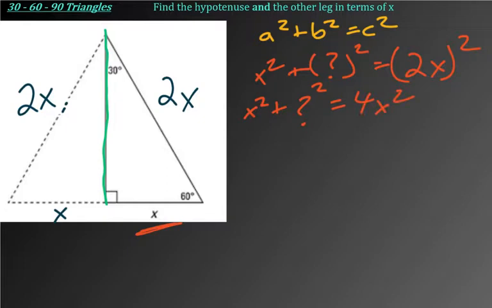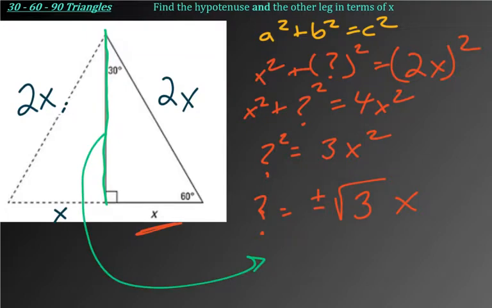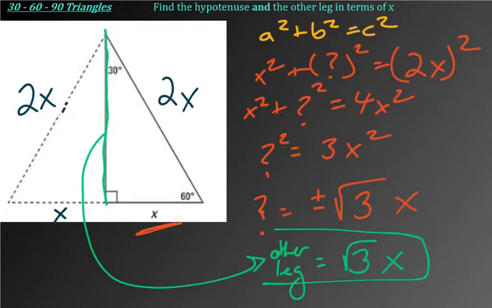This is 4x squared. 4x squared minus x squared is 3x squared, right? And so the unknown leg is going to be plus or minus the square root of 3 times x. But once again, we are not concerned with the negative because it's a length. So that other leg, let me just write that in here, would equal root 3 x. And so you get a nice proportion where if you can figure out the length of one of these sides, you can get any of them because of how the angles and sides relate in this nice triangle.